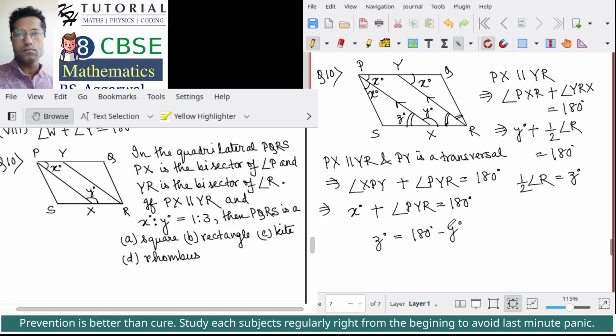Can we prove angle P is equal to angle R? Angle P is equal to angle R. So this implies z degree is equal to 180 minus y degree, and we also have z degree is equal to half of R.